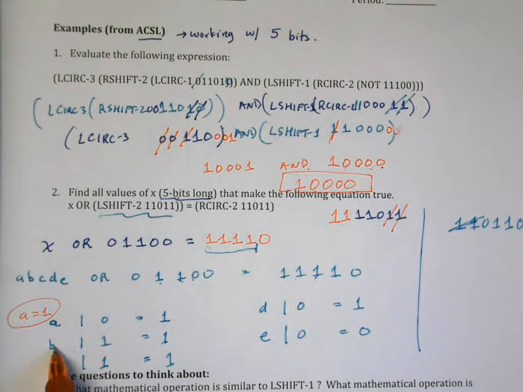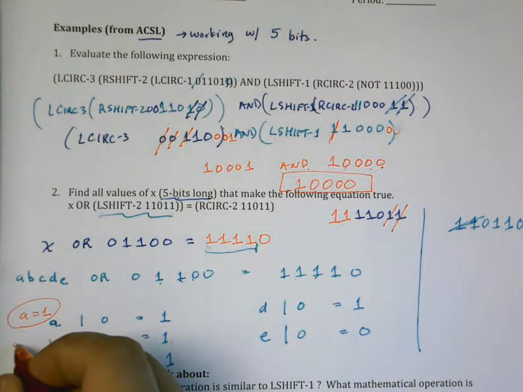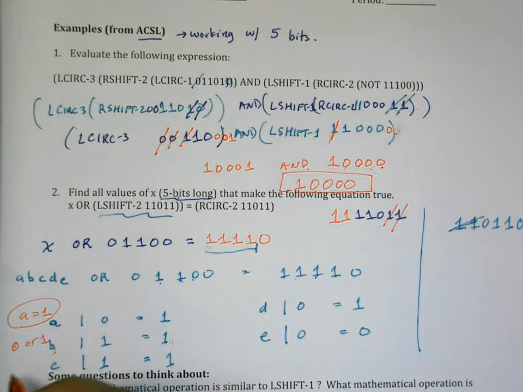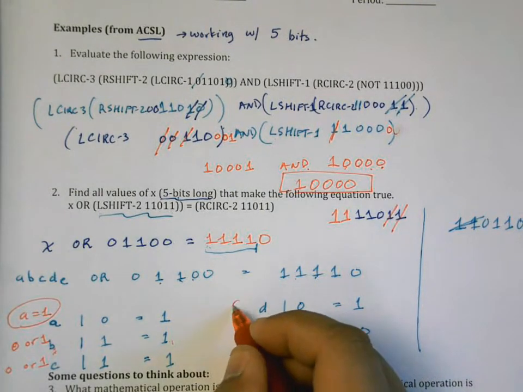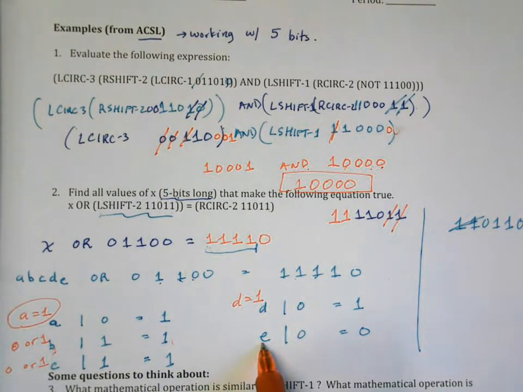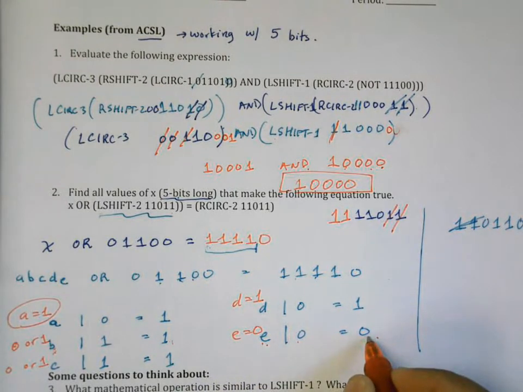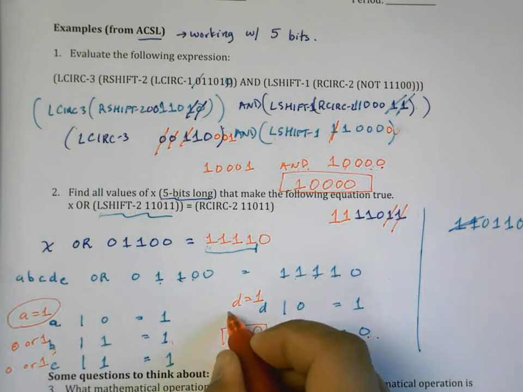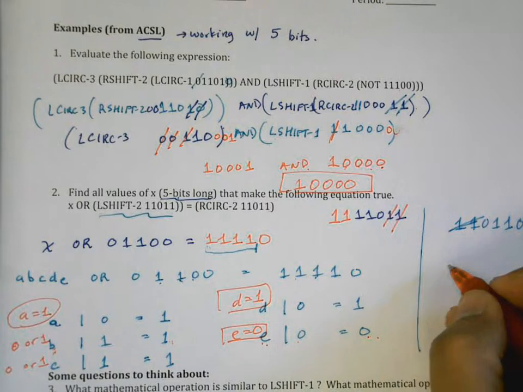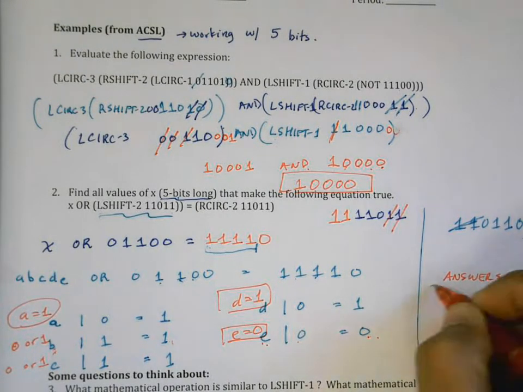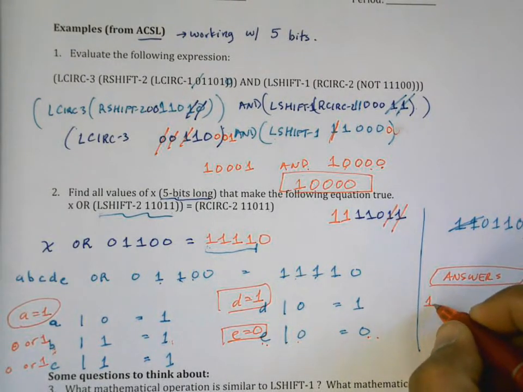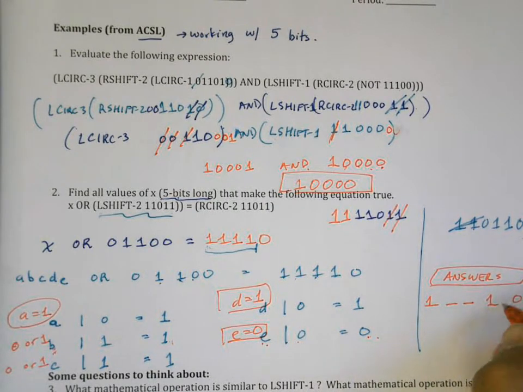B OR with 1 gives you 1, so B could be anything. If B was 0, this would still give you 1, and if B was 1, this would still give you 1. So it could be 0 or 1. C, same thing, it could be 0 or 1. D, something OR with 0 gives you 1, so D must be 1. And E OR with 0 gives you 0, so E must be 0, because if E was 1, this result would not be 0. So now you have 3 bits that are fixed and 2 that are unfixed. So our answers have to fit this description: 1, anything, anything, 1, 0.